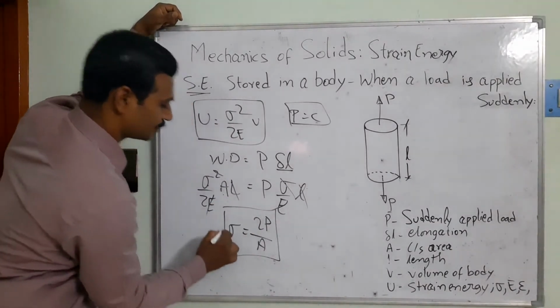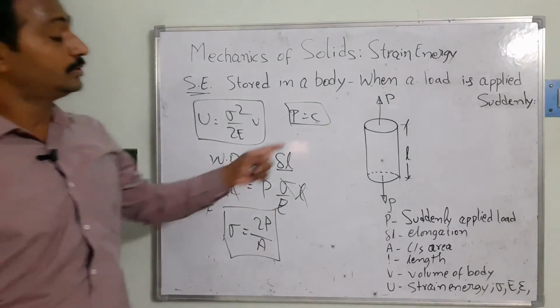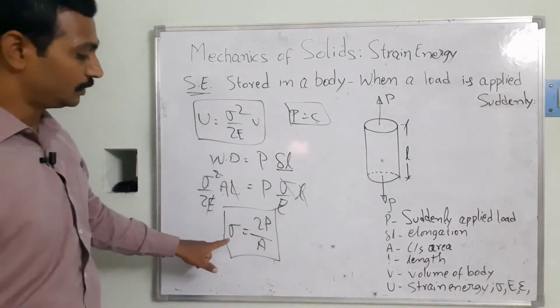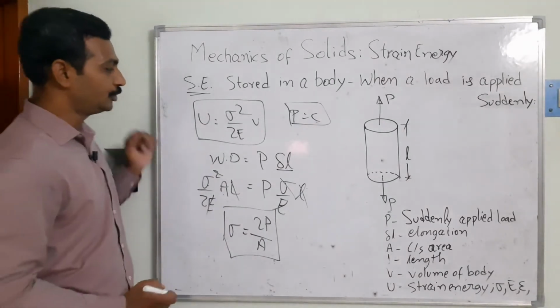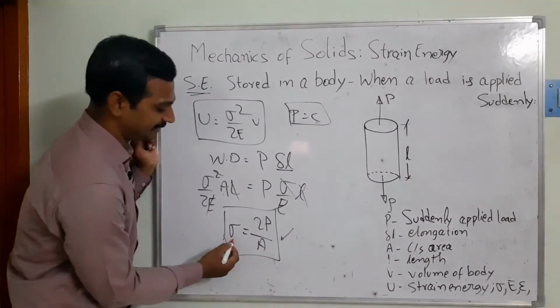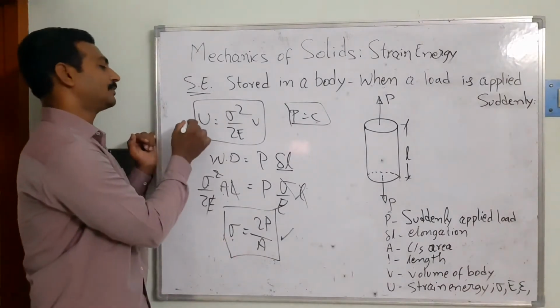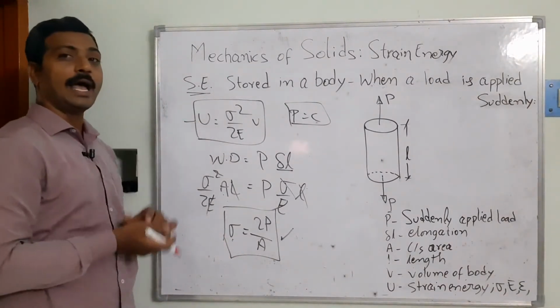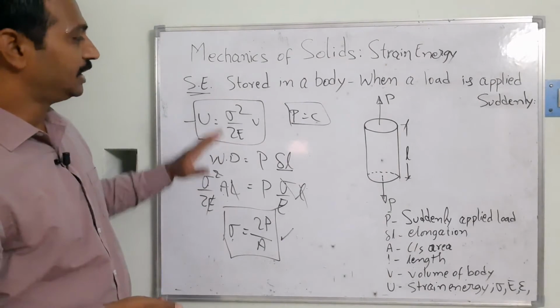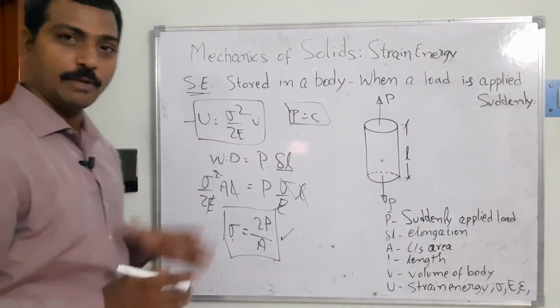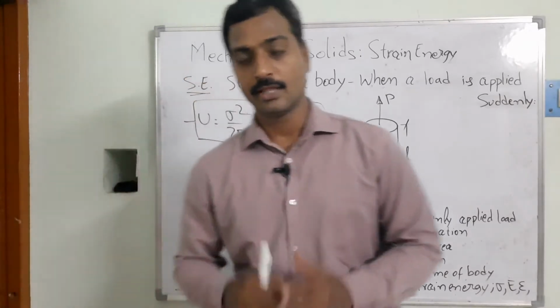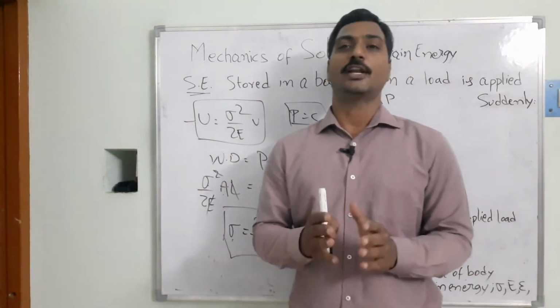So the stress developed due to the suddenly applied load is equal to twice the gradually applied load stress. Once I calculate this sigma magnitude, I substitute it again in this equation so that I can find the strain energy in a suddenly applied load. I hope you are able to understand this mathematical model, and the difference between the gradually applied load and the suddenly applied load.